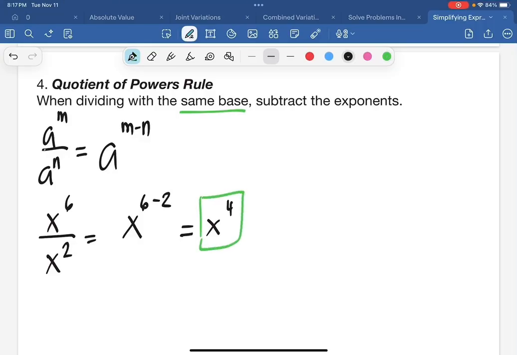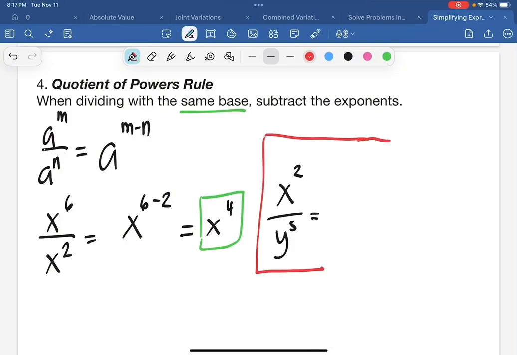Now, what if they're not the same in base? So if we have x squared over y raised to 5 perhaps. Since again this example doesn't have the same base, all you need to do is copy. So the answer for this one is just the given, and that's it.